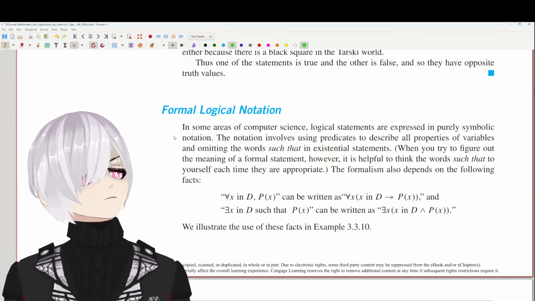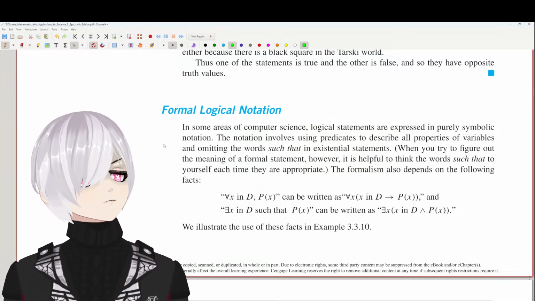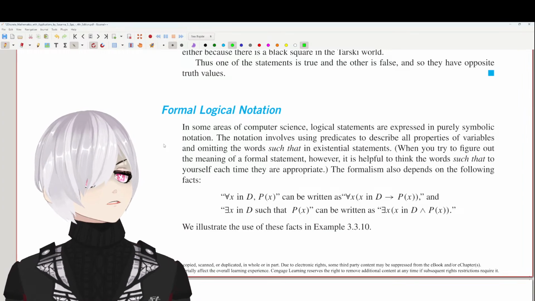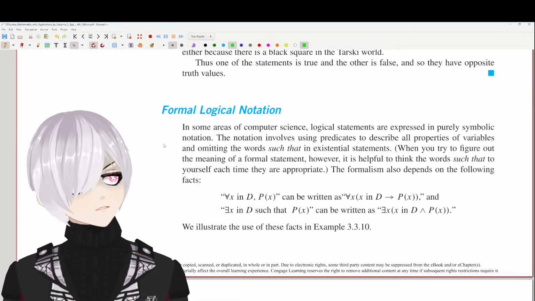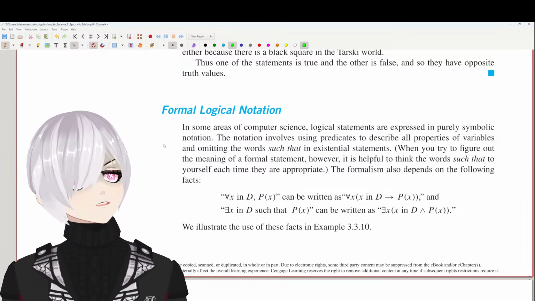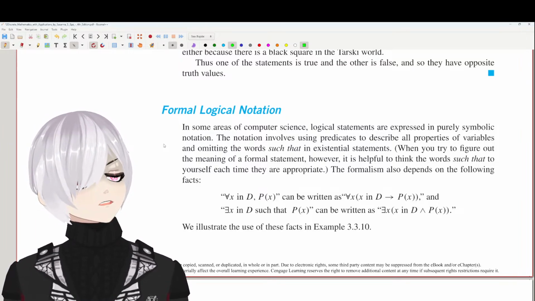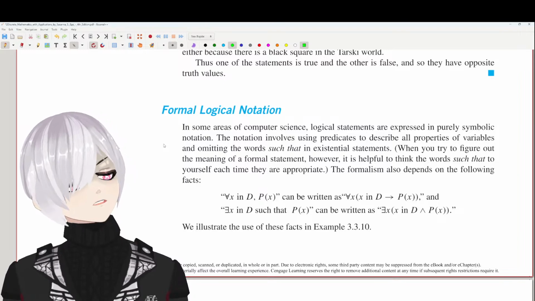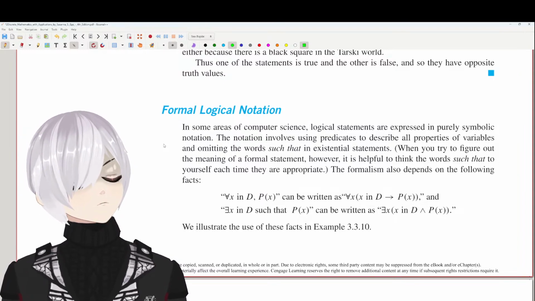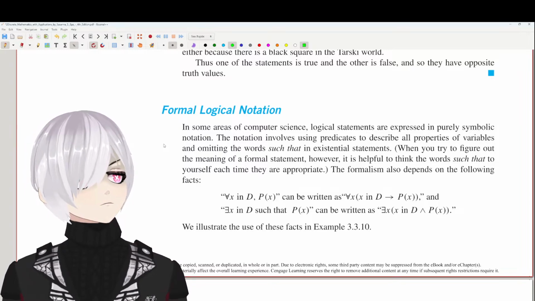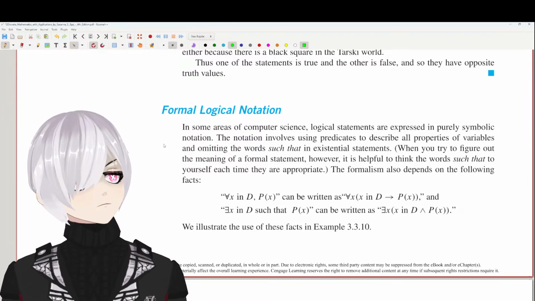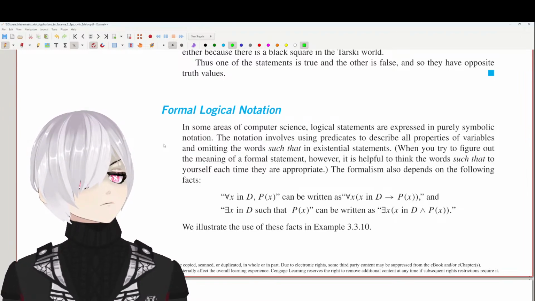In some areas of computer science, logical statements are expressed in purely symbolic notation. The notation involves using predicates to describe all properties of variables and omitting the words "such that" in existential statements. When you try to figure out the meaning of a formal statement, however, it is helpful to think of the words "such that" to yourself each time they are appropriate.